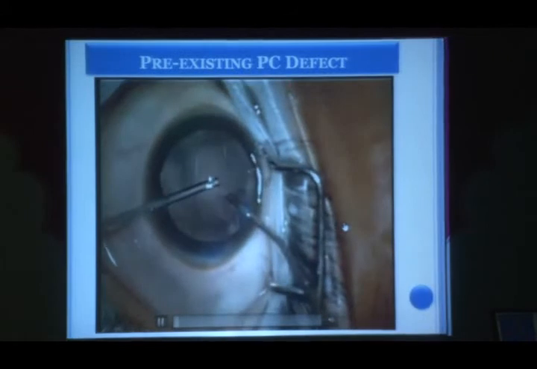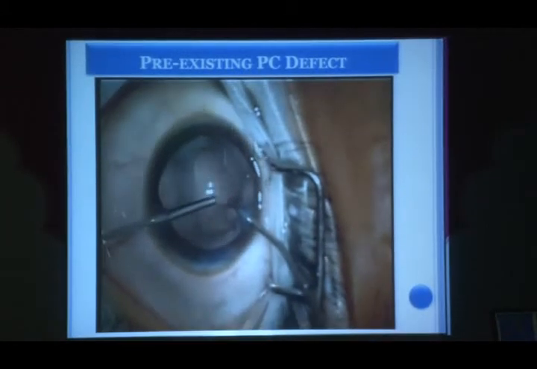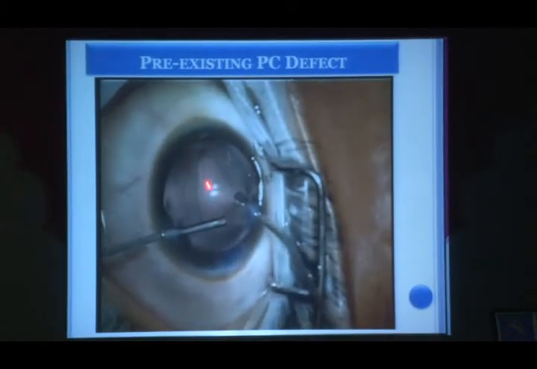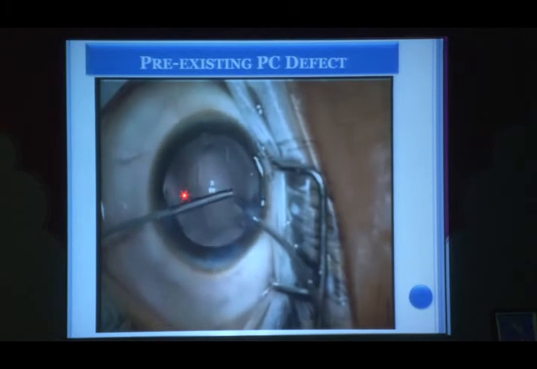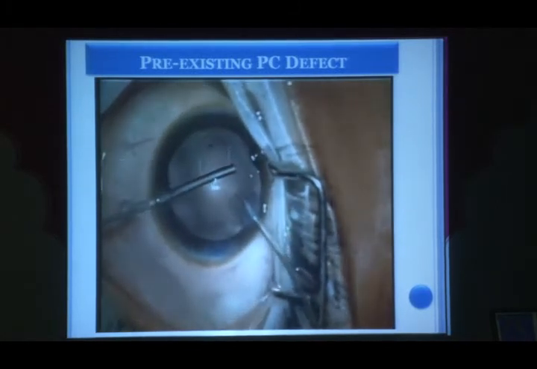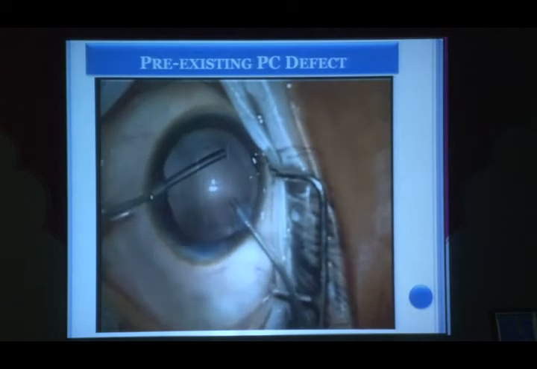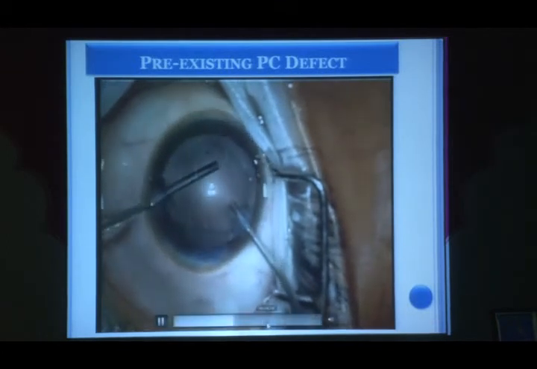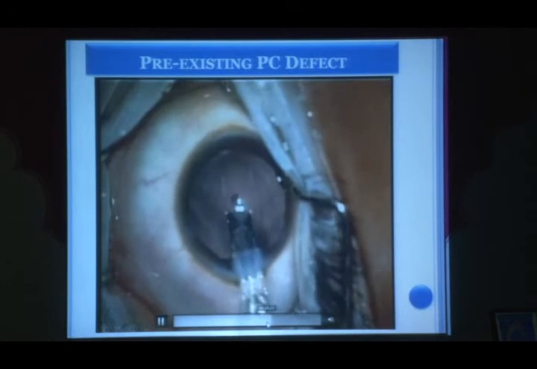Another case of a traumatic cataract wherein there was dehiscence of the posterior capsule. After doing the lens aspiration, the vitrectomy is being done at the edges of the capsule, and then a multi-piece IOL will be implanted here.